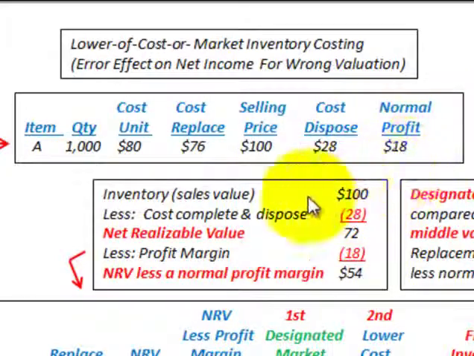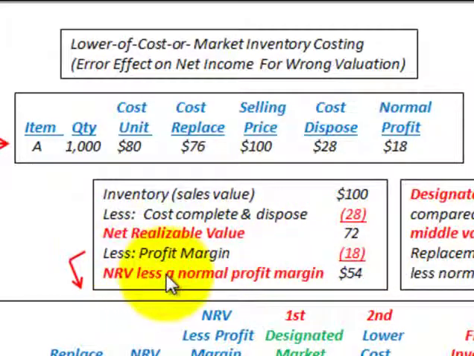So the first thing we have to do, when we're using these lower of cost or market inventory amounts, is determine the net realizable value. So let's look at that. That's the sales value, the selling price of $100, less the cost to complete and dispose of it, $28. So our net realizable value would be $72 on this unit.